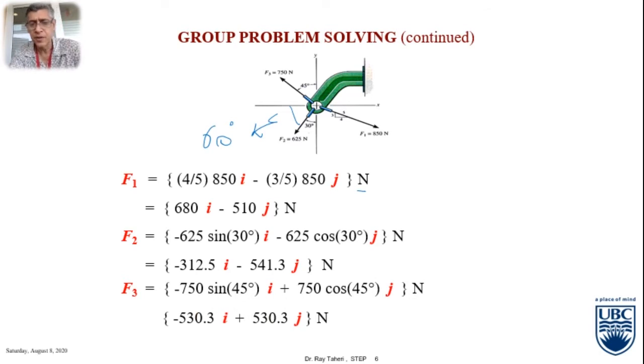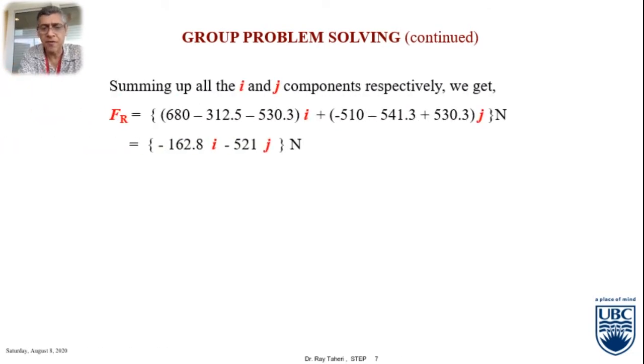And the last one, as I mentioned, is 750. X is negative, y is positive. And here is the actual resultant. So now we are left with three resultants. You add all the i and then add all the j. And here will be the final resultant. By looking at these two values, both x and y are negative. Which quadrant are we in?